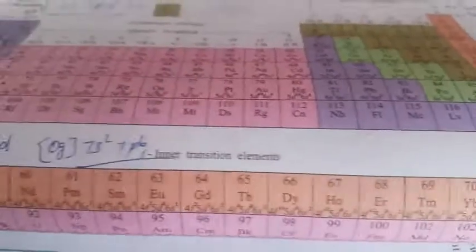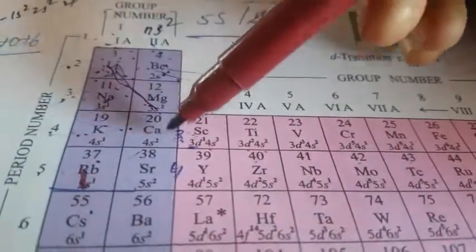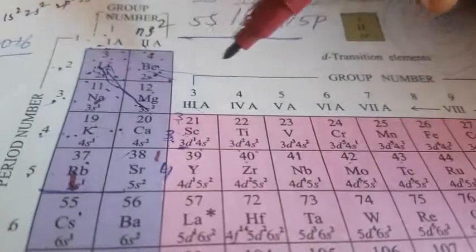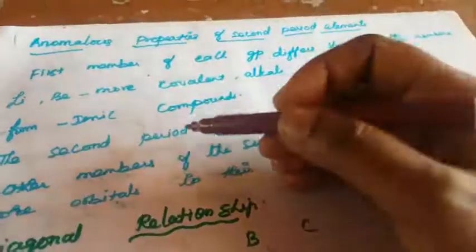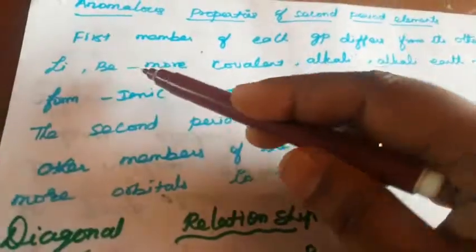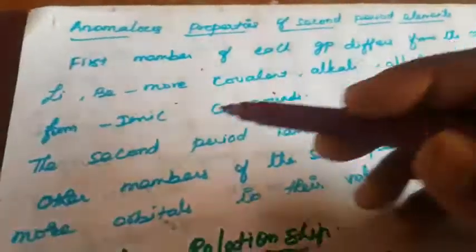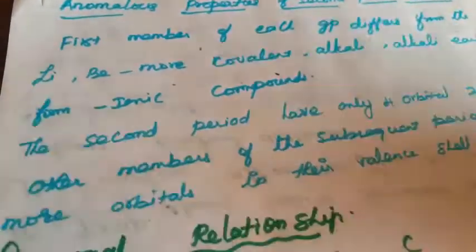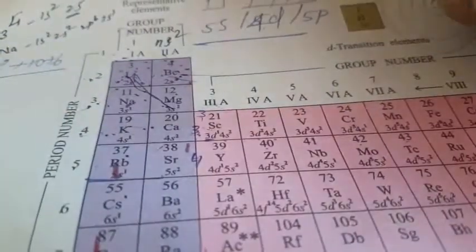In the second period, the first member of each group differs from the other members. Comparing lithium, sodium, potassium, and beryllium, magnesium, calcium, the first member is completely different from the other members. For example, lithium and beryllium are covalent in nature, but the alkali and alkaline earth metals form ionic compounds. Lithium and beryllium are covalent, but all the remaining ones are ionic.